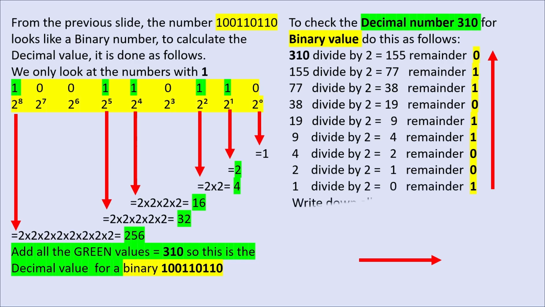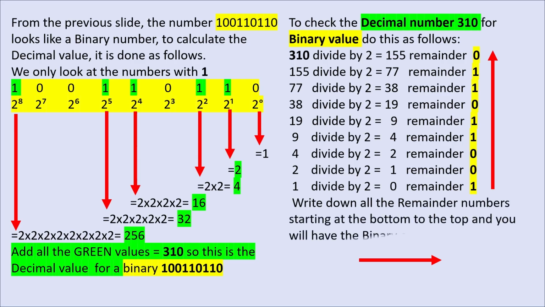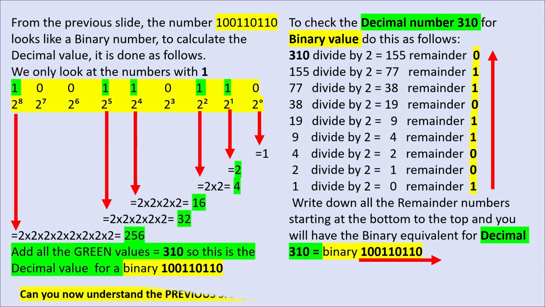Write down all the remainder numbers starting at the bottom to the top, and you will have the binary equivalent for a decimal of 310. So looking at it from the bottom, you get 100110110. Now you can understand the previous sign where 10 means 2 and how that number can mean 82 degrees C.